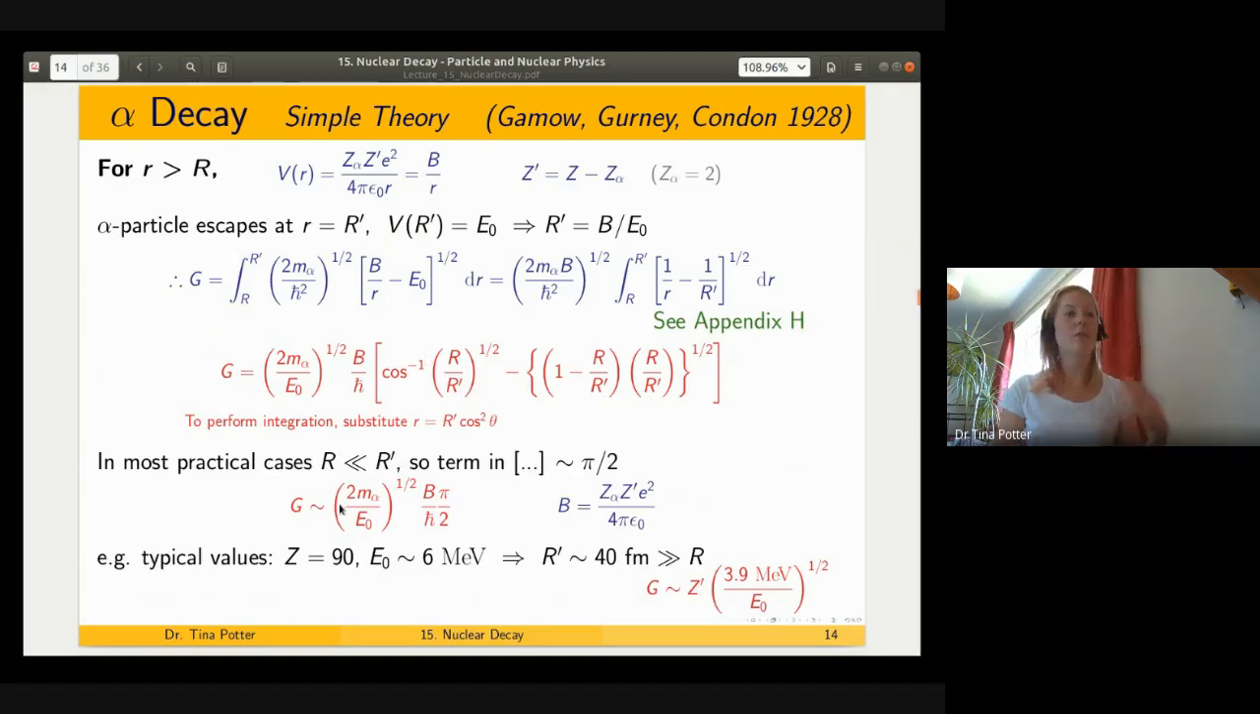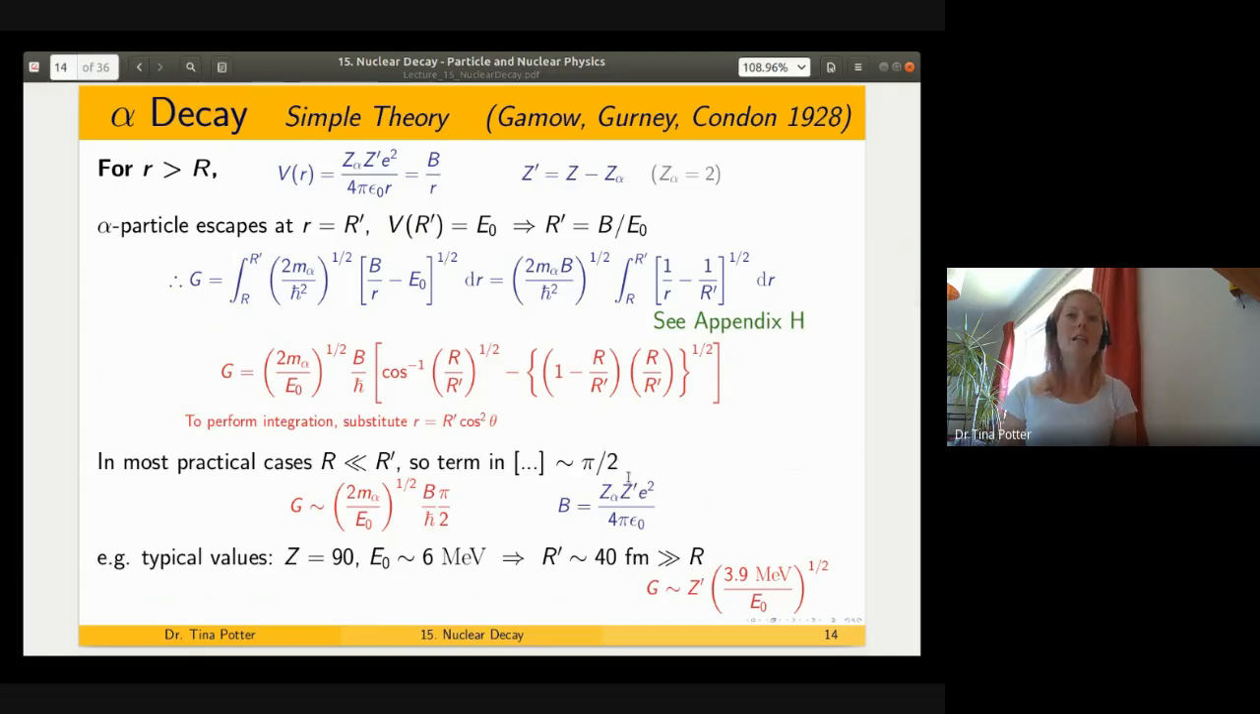This Gamow factor, remember, the probability is going to go as e to the -2g. So this Gamow factor contains all the information. It depends on the square root of the mass of the particle that's being ejected, this alpha particle. It depends on 1 over the square root of its energy, and it depends on B, which remember describes the Coulomb potential, the charge of the alpha particle and the daughter nucleus.